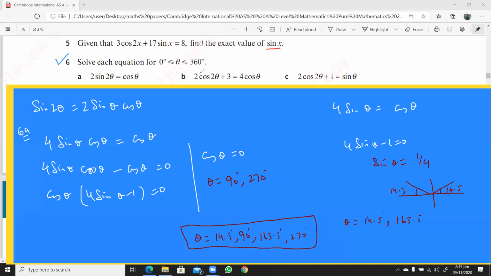Okay. If you look at the B and the C parts, you should try them. They're exactly the same as the fifth question. You will end up with a quadratic equation in cos in this B. There will be a quadratic equation in sine in the part C. Okay. You try these questions, okay?